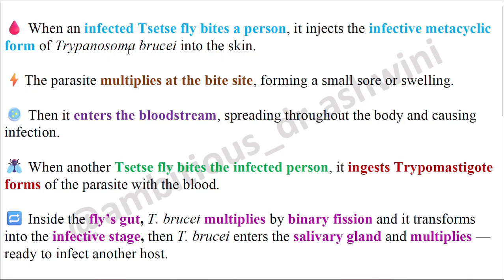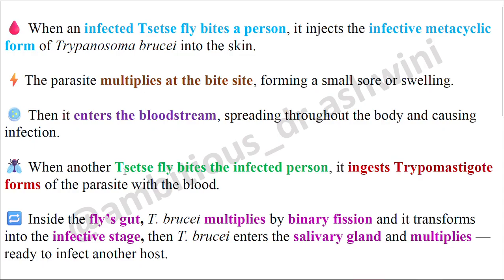When an infected tsetse fly bites a person, it injects the infective metacyclic form of Trypanosoma brucei into the skin. The parasite multiplies at the bite site, forming a small sore or swelling. Then it enters the bloodstream, spreading throughout the body and causing infection.